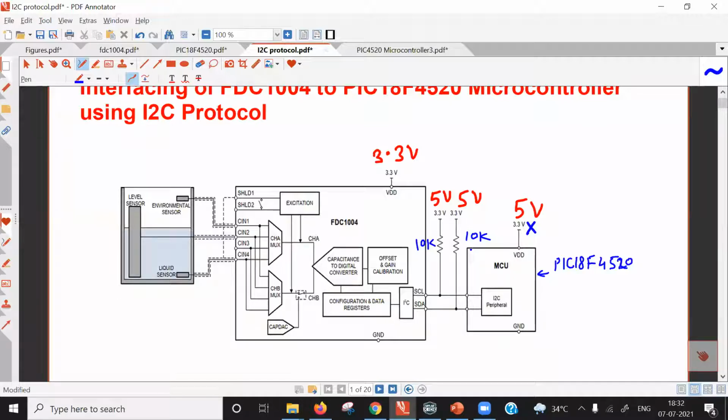I am using 10K pull-up resistors here, and this MCU is PIC18F4520, which has an on-chip I2C module. The SCL pin of FDC1004 is to be connected to the SCL pin of the PIC microcontroller, and the SDA pin must be connected to the SDA pin of the PIC microcontroller. So this is the simple circuit diagram.